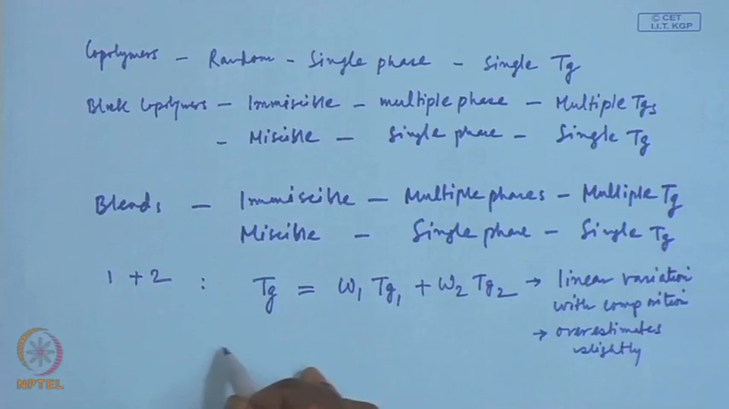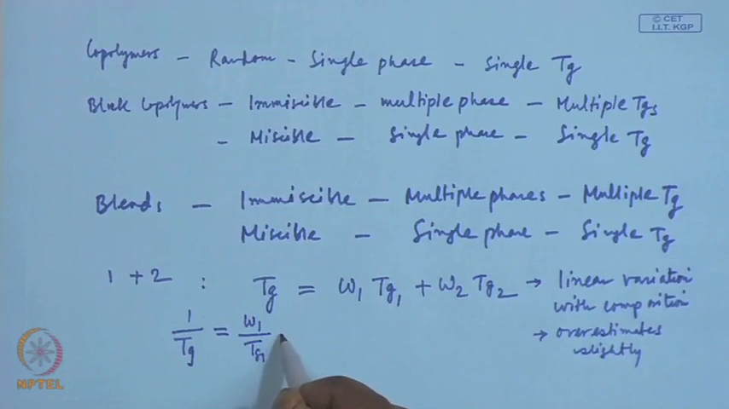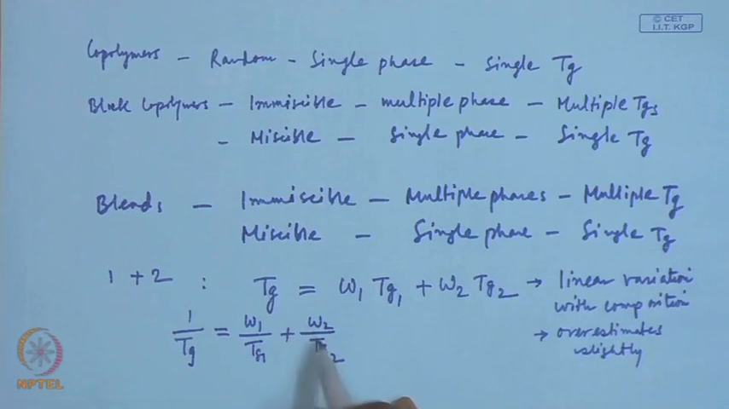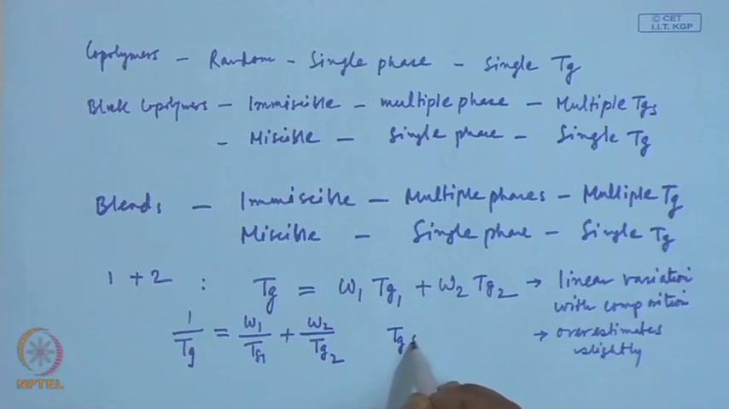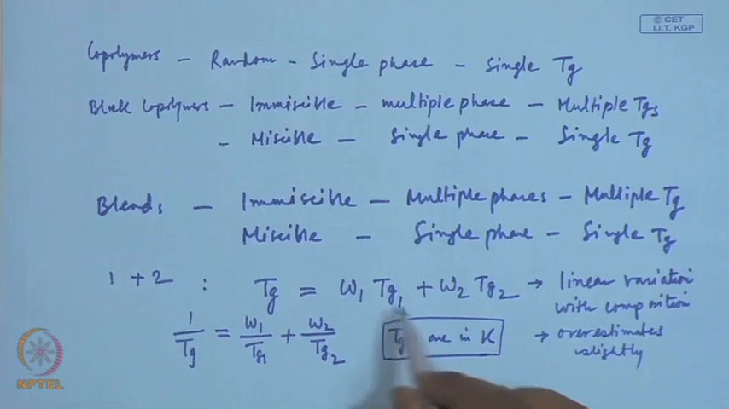So, the other equation used is given by 1 by Tg equals W1 by Tg1 plus W2 by Tg2. Again the terms are the same. Remember, these Tg's are in Kelvin. So, do not confuse that. For applying these equations, you must take the temperature in Kelvin.